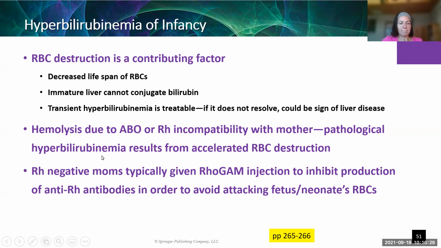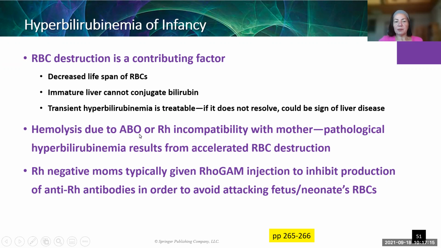All right, hemolysis due to ABO or RH incompatibility with mom. It's the RH incompatibility that's a much bigger deal. So that's what I'm going to talk about briefly. If the mom does not have a particular protein, for example, if she is type O, that means she does not have the type A or B on the outside of her red blood cells. If she is Rh negative, means she does not have the Rh protein on the outside of the red blood cells, she's going to have antibodies against those proteins.